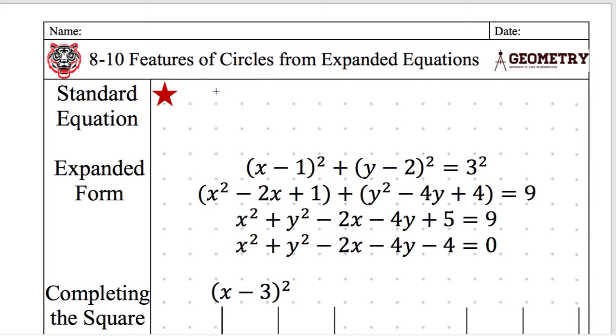The quiz is going to be based on this. Yes, the quiz will be online, and it will be due on Monday. I'll put in the grades on Monday. Yeah, thanks for letting me know. Don't cheat. All right, 8-10, circles from an expanded equation.